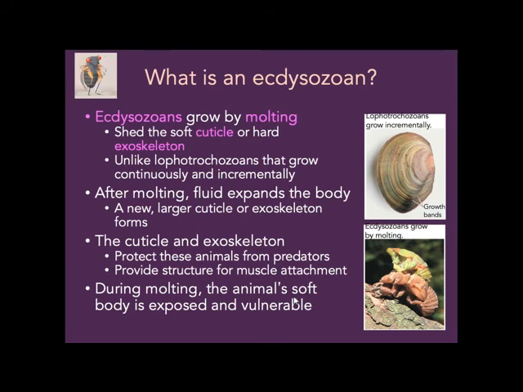So the cuticle and the exoskeleton are protective, and also play a role in muscle attachment. So the muscles are attached on the inside of this exoskeleton. But during molting, the animal is very exposed to predation.